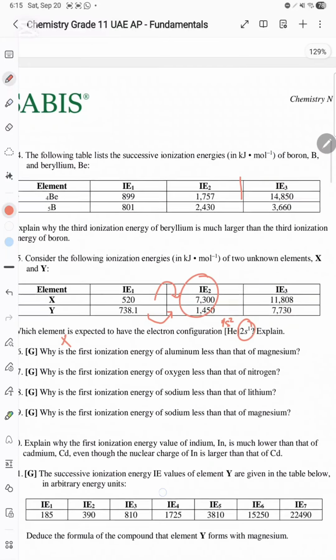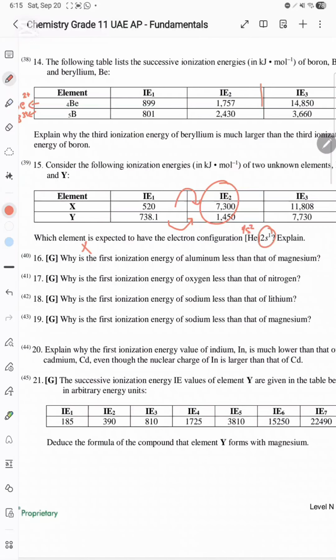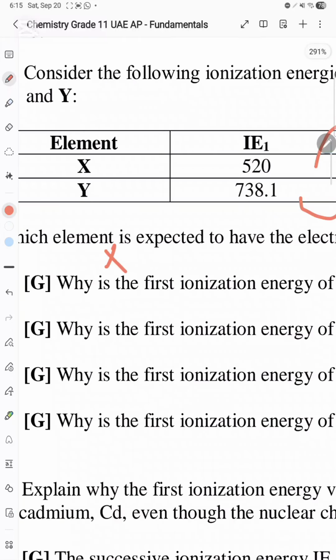Now, why is the first ionization energy of aluminium less than that of magnesium? Aluminium is in group 3, magnesium is in group 2. For groups 2 and 3, and 5 and 6, there is an exception. The ionization energy of group 2 is greater than group 3, and group 5 is greater than group 6. Even though we said they increase as you go across, these groups are exceptions.